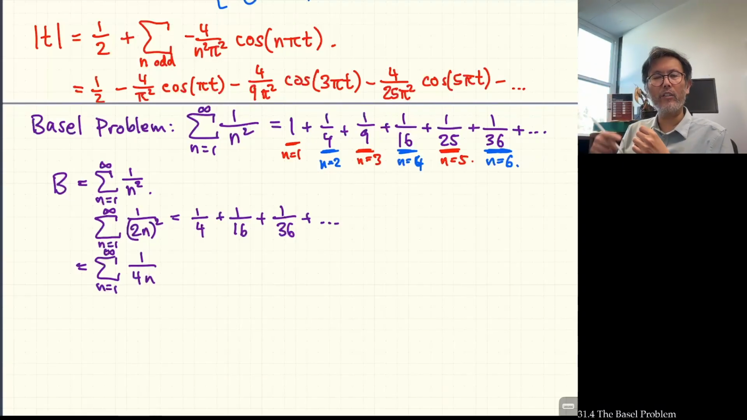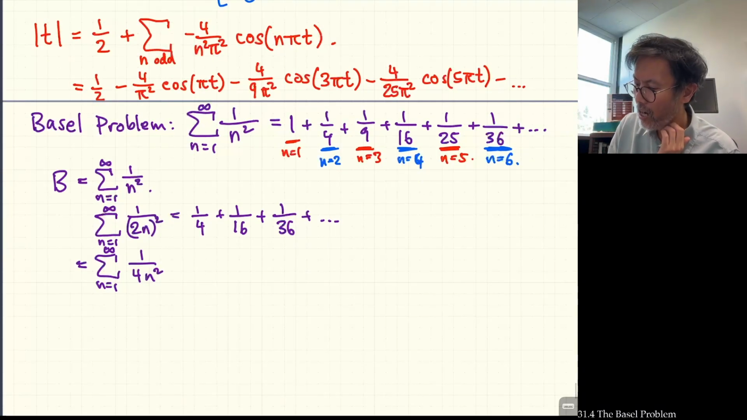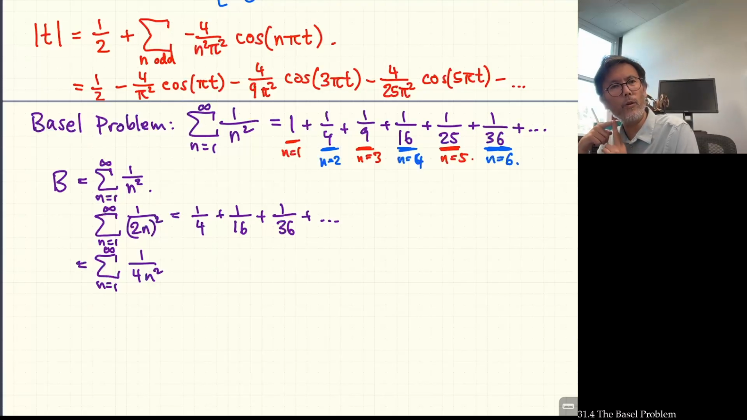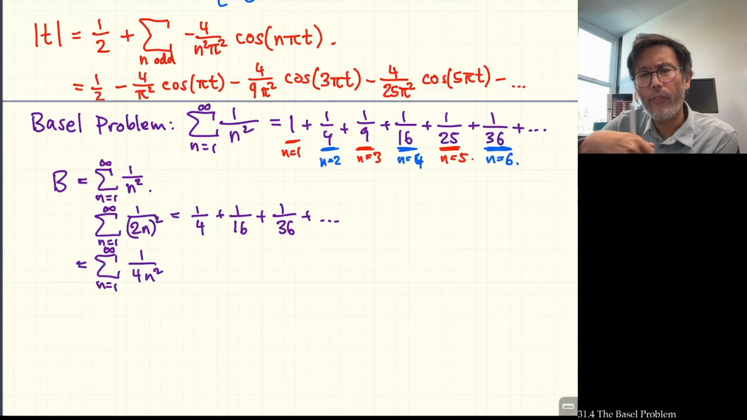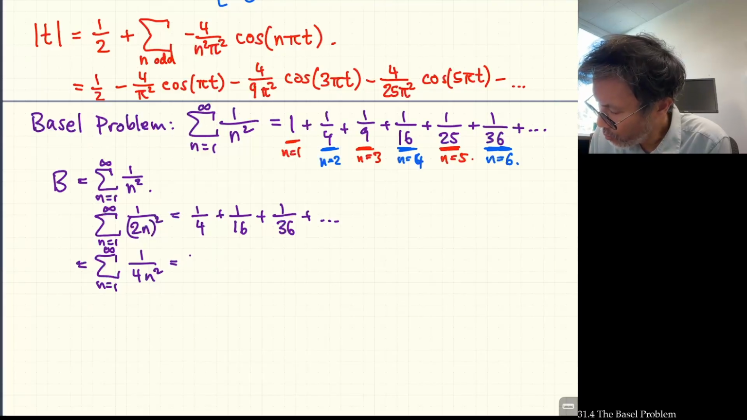I'm just squaring the 2 and squaring the n. So I get 1 over 4n squared. So I can pull out the 1/4. This is equal to 1/4 times the sum from n equals 1 to infinity of 1 over n squared.